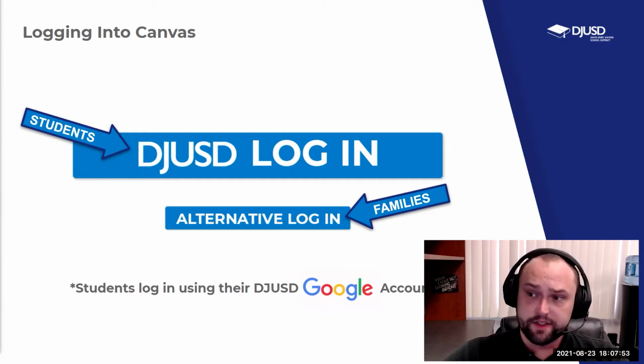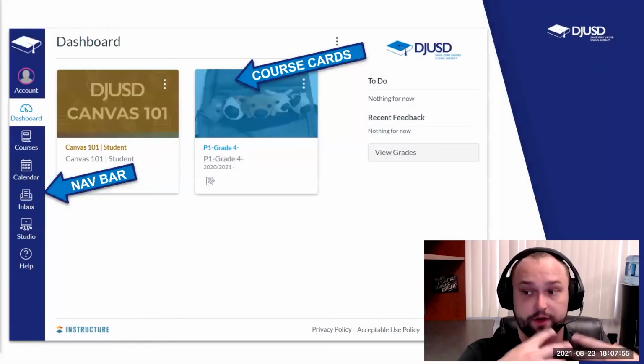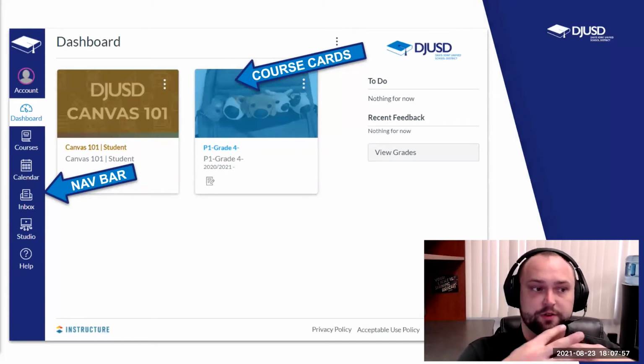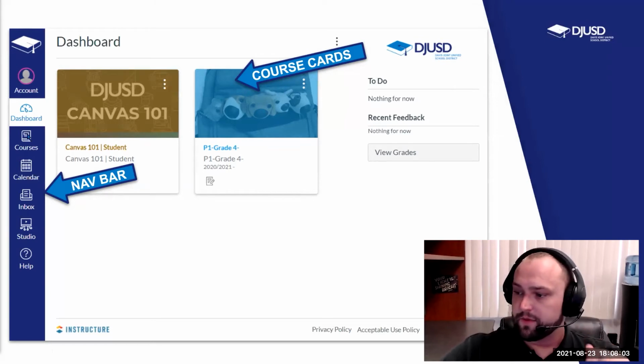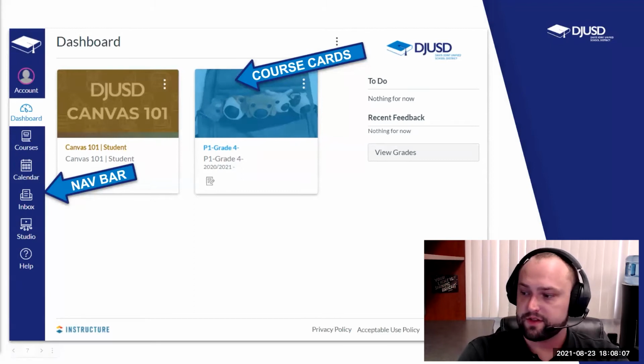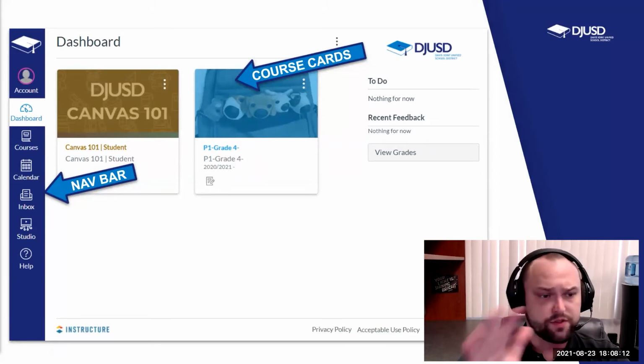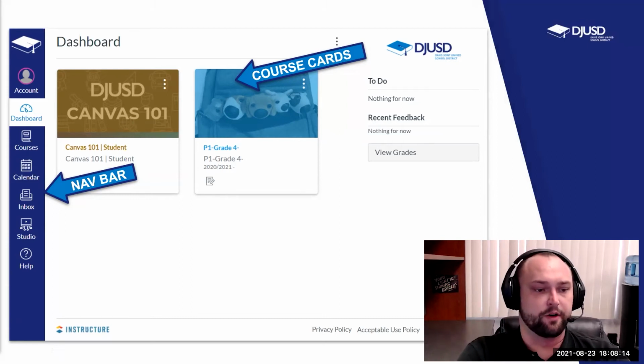So we just logged into Canvas. We first see what's called our dashboard. So on the left-hand side, we have our navigation bar. That's that blue bar over here. The blue bar is our navigation bar with accounts, dashboard, courses, calendar, inbox, something called Studio, and then help as well. And we'll get into those in a second.